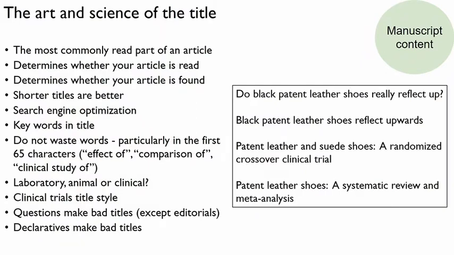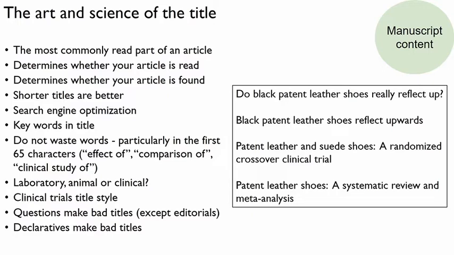So there's the art and the science of the title. It's the most commonly read piece of your article. Very often it's going to determine whether anybody reads beyond the title. It's going to determine whether it's read. Very importantly, it's going to determine whether it's found. Most people don't pick up a print copy of a journal and read it from front to back anymore. Most articles are now found by web searching. Web searching is done either based on the title or the names of authors, if you have a target author in mind.